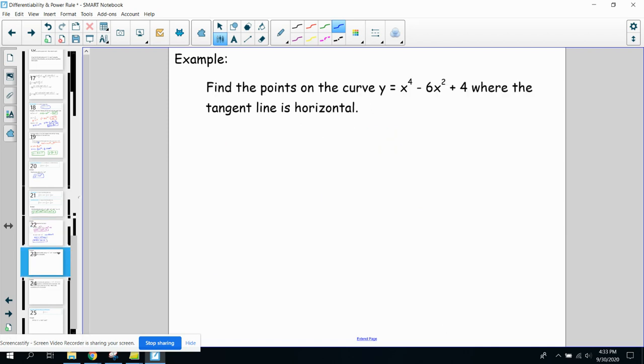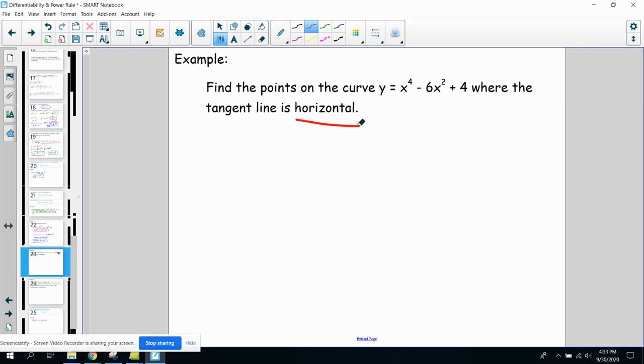Okay, so another type of application example. Find the points on the curve y equals x to the fourth minus 6x squared plus 4, where the tangent line is horizontal. So instead of asking for the equation of the tangent line, it's asking for the points where the tangent line is horizontal.